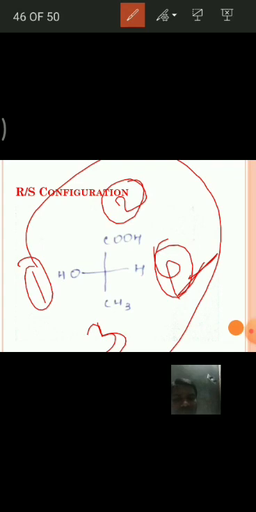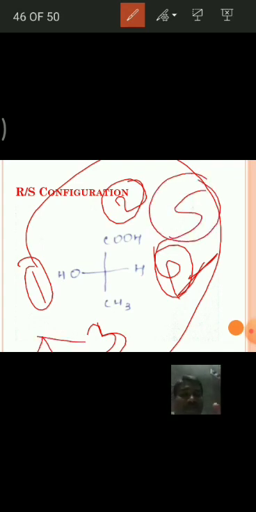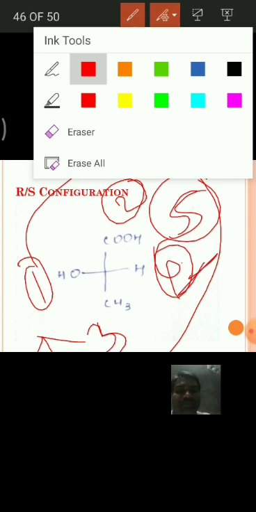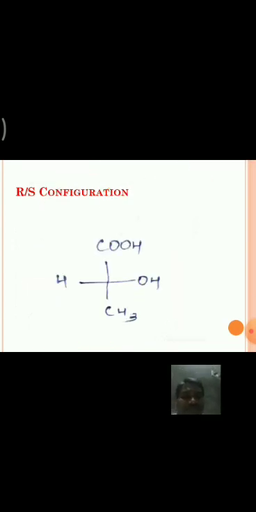1 2 3 clockwise, hence the configuration is S. Remember, 1 2 3 clockwise, the configuration is S because here the fourth one is on the horizontal line. I think it is clear.